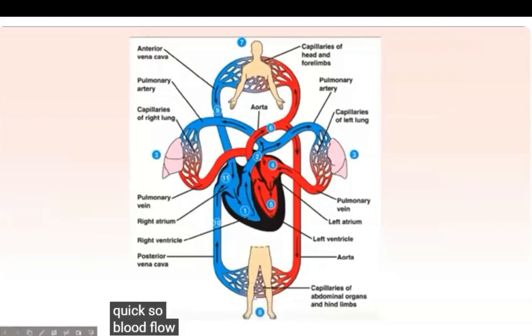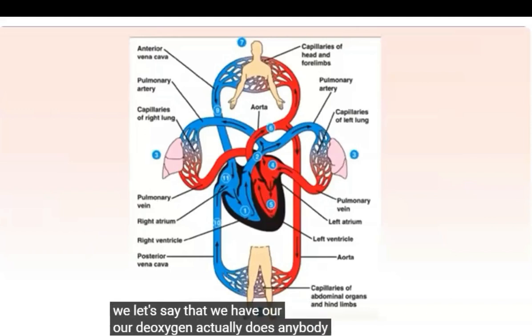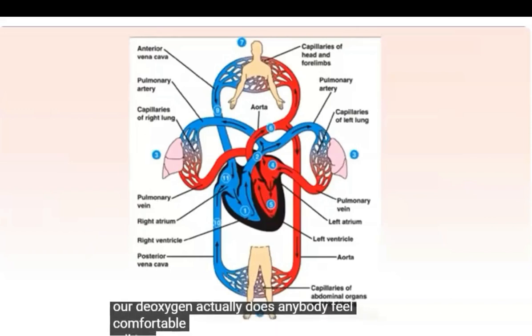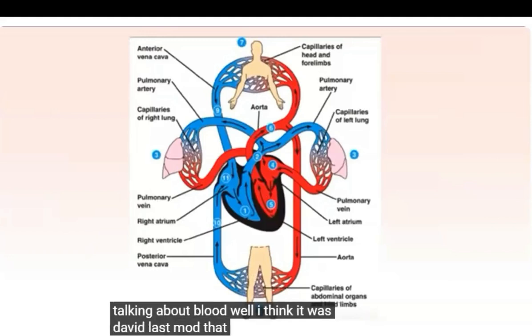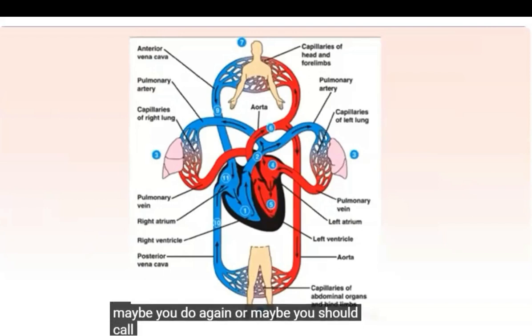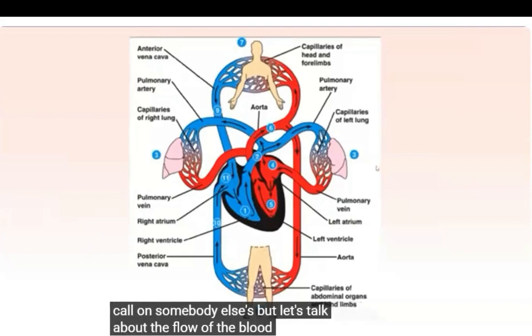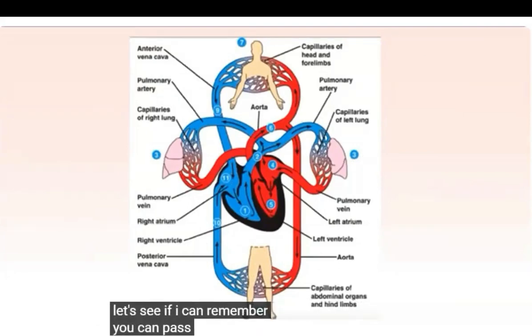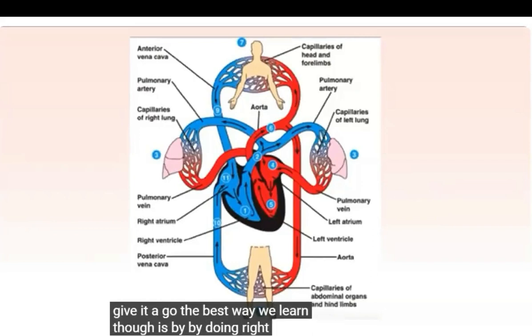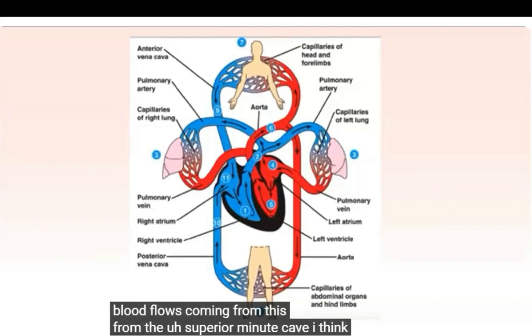So blood flow, let's say that we have our deoxygenated. Actually, does anybody feel comfortable talking about blood flow? I think it was last month that felt really good. You did well. Maybe you do again, or maybe we should call on somebody else. But let's talk about the flow of the blood through the body. You can pass, but if you want to give it a go, the best way we learn is by doing, right?